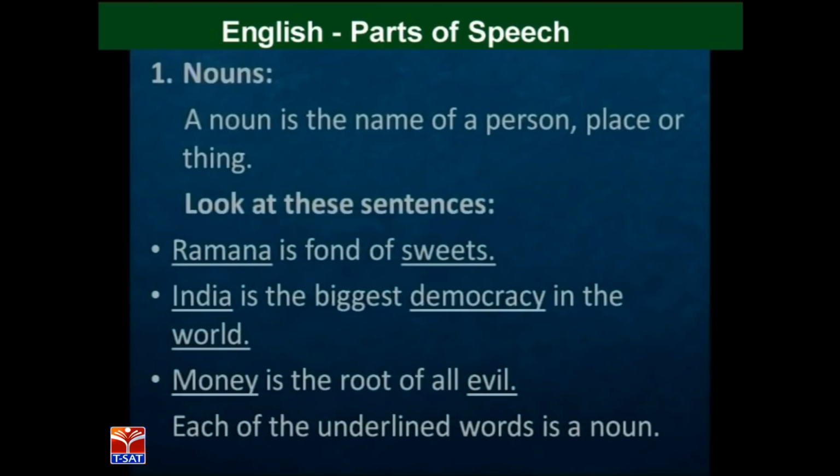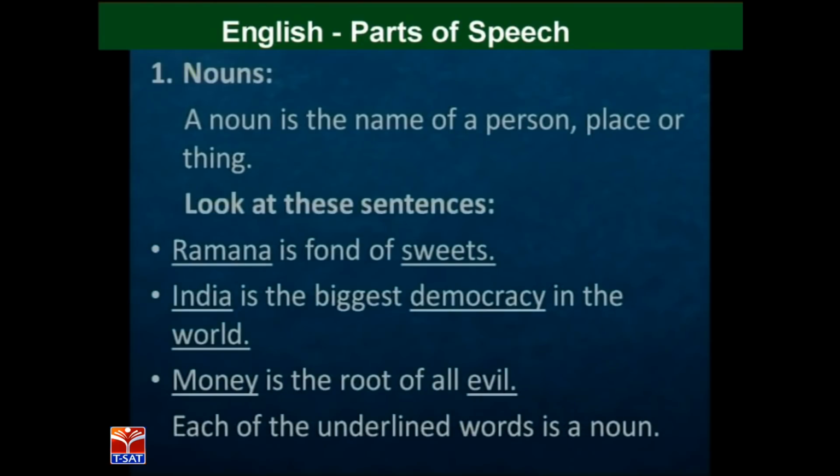So, look at these sentences. Ramana is fond of sweets. Who is fond of sweets? Ramana. And he is fond of sweets. India is the biggest democracy in the world. Money is the root of all evil. So, the underlined words in each and every sentence is a noun.